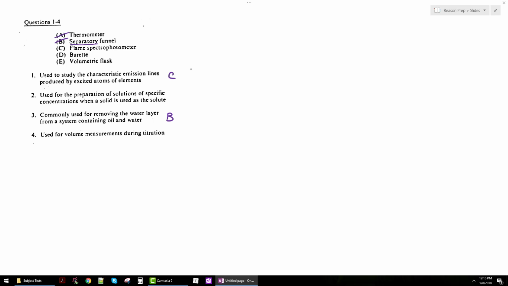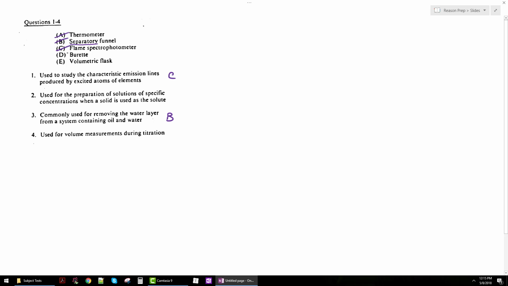And so you can use this to identify, for example, what elements are in a certain mixture or in a certain substance, because you'll be able to tell based on the characteristic lines what is in that particular substance or mixture or whatever. So C is what you would use to measure that.